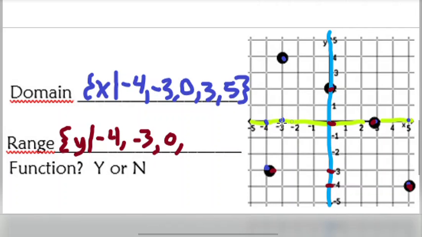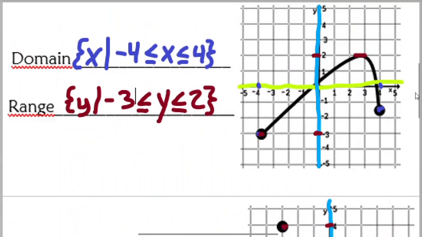Boom, it's right there. Well, it's literally right on top of the 2, so that would have to be 2. And I'm going to keep going up, and I see another point there. And that is at 4. So my range for this graph is -4, -3, 0, 2, 4. All right, so when you have points on a graph, you list the points. When you have lines on a graph, you use inequalities to show the range, or how big or small the range and domain can be.